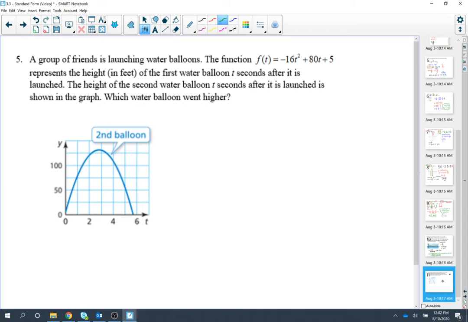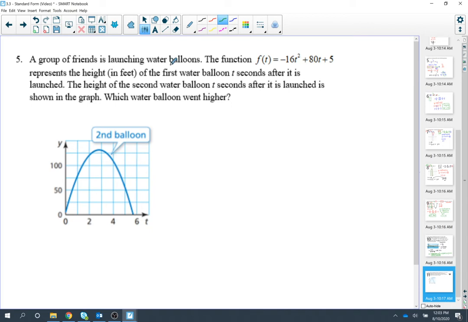Number 5. A group of friends is launching water balloons. The function f of t equals negative 16t squared plus 80t plus 5 represents the height in feet of the first water balloon t seconds after it is launched. The height of the second water balloon t seconds after it is launched is shown in the graph. Which water balloon went higher?